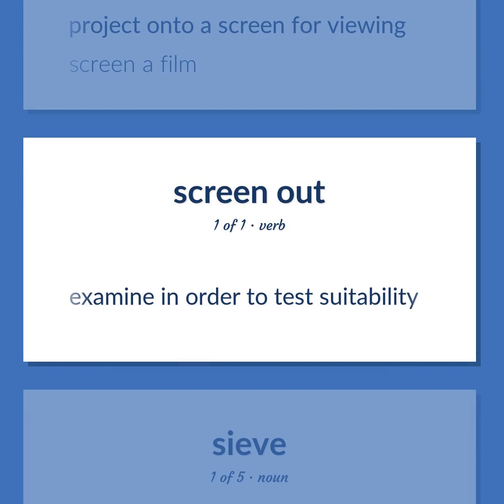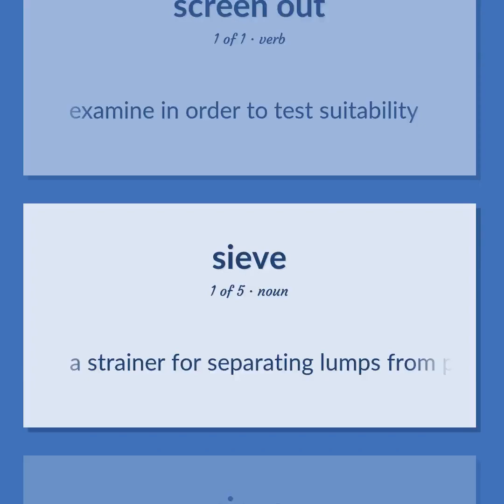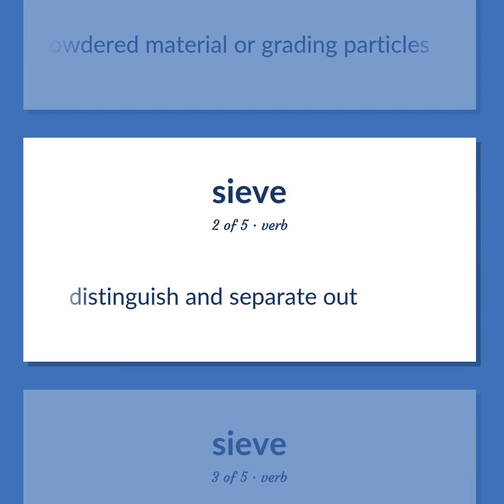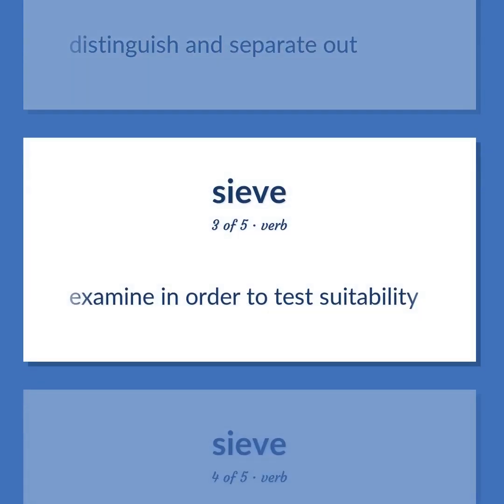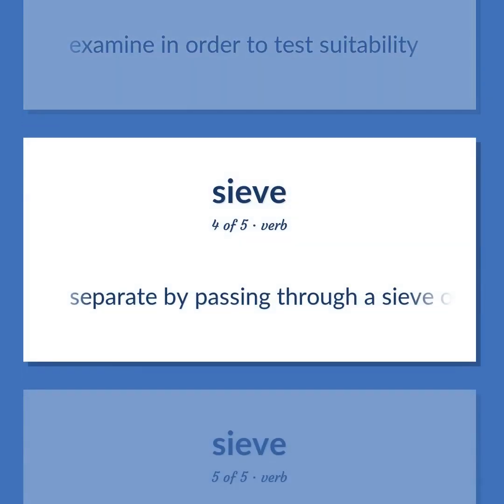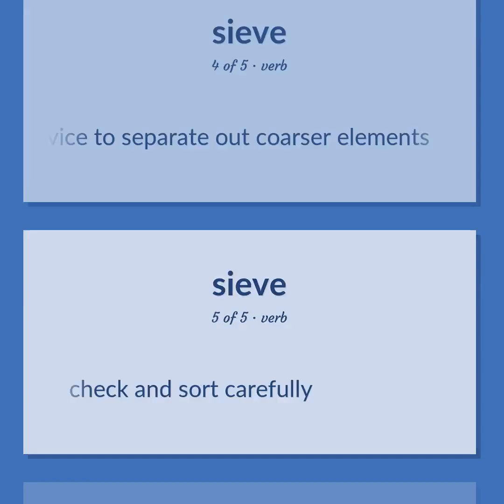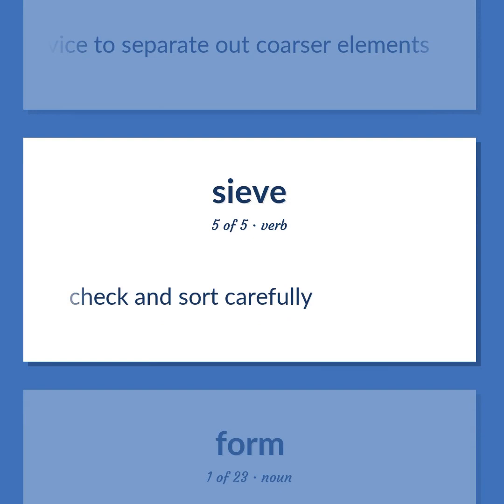Examine in order to test suitability. A strainer for separating lumps from powdered material or grating particles. Distinguish and separate out. Examine in order to test suitability. Separate by passing through a sieve or other straining device to separate out coarser elements. Check and sort carefully.